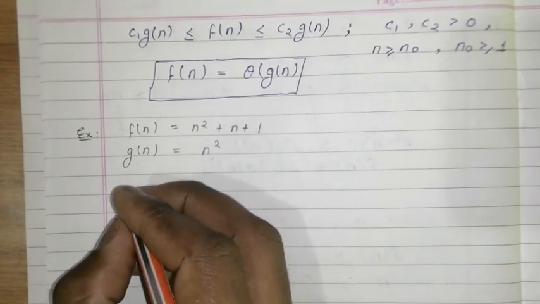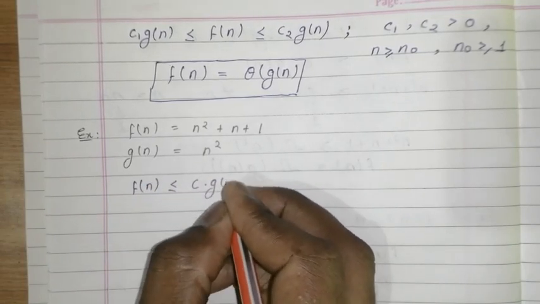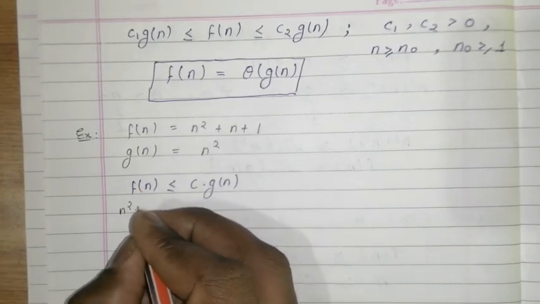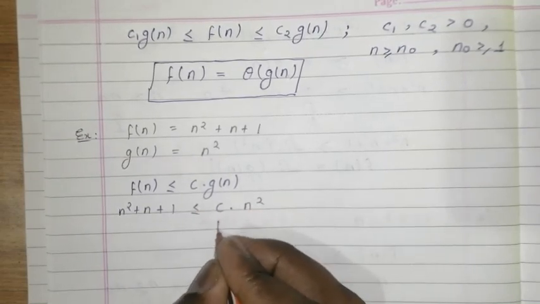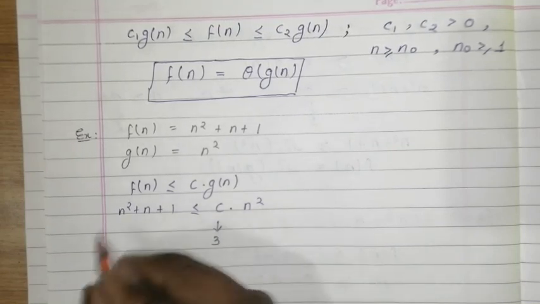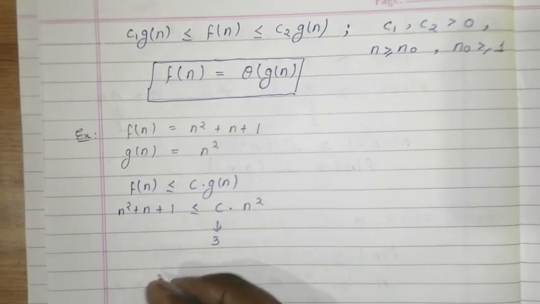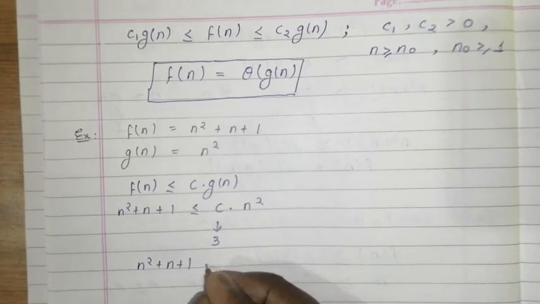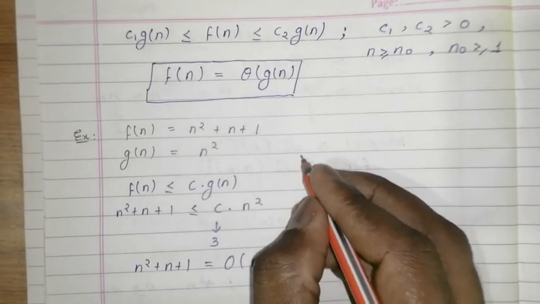Okay, so we can prove f(n) is less than or equal to c into g(n). This is the condition of what? Big O notation. So f(n), n square plus n plus 1, is less than or equal to c into n square. If we put the value of c as 3, definitely this inequality is true. So we can say n square plus n plus 1 is equal to big O of n square.